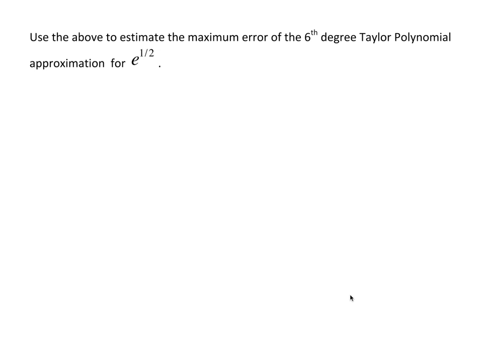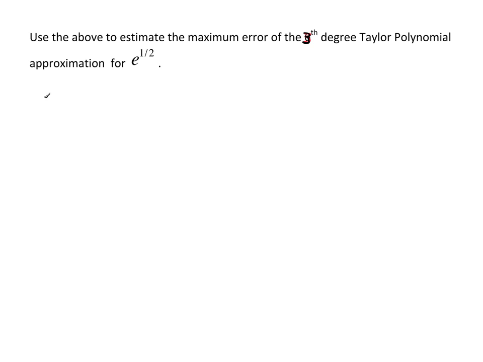Now, I want to use the estimate for the remainder that we just looked at a few moments ago to estimate the maximum error of the 6th degree Taylor polynomial approximation for e to the 1/2. Actually, I'm going to change this to the 3rd degree, only because if you can do it for the 3rd degree, you can do it for the 6th. And I don't want to spend a lot of time doing a bunch of fractions right now. That's not going to do you any good.